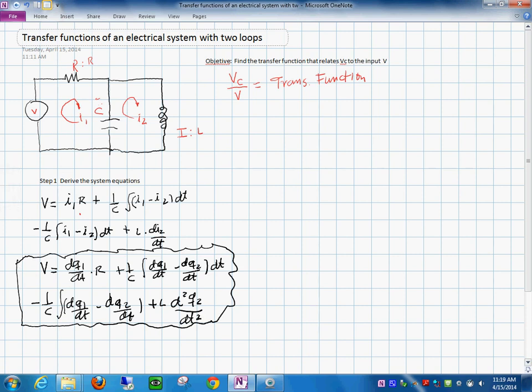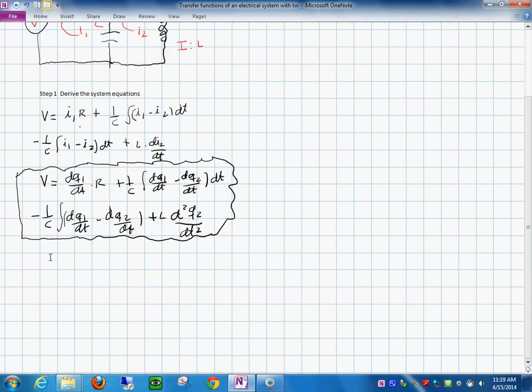Step number two is going to be to apply the Laplace transform. So why don't we just go here and put it right there. We're going to call it step 2: apply the Laplace transform to both equations.